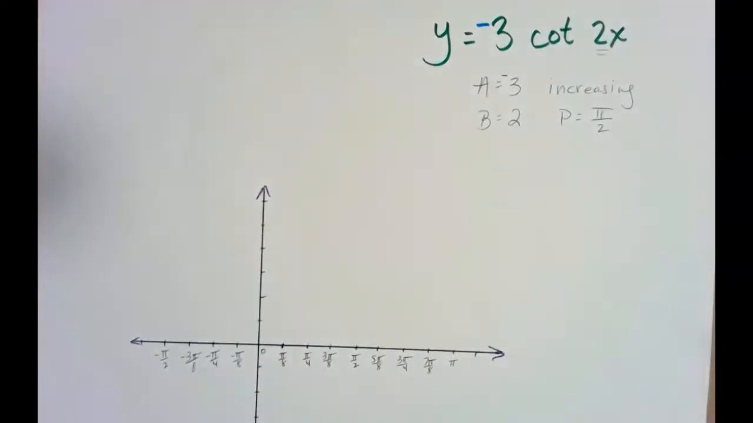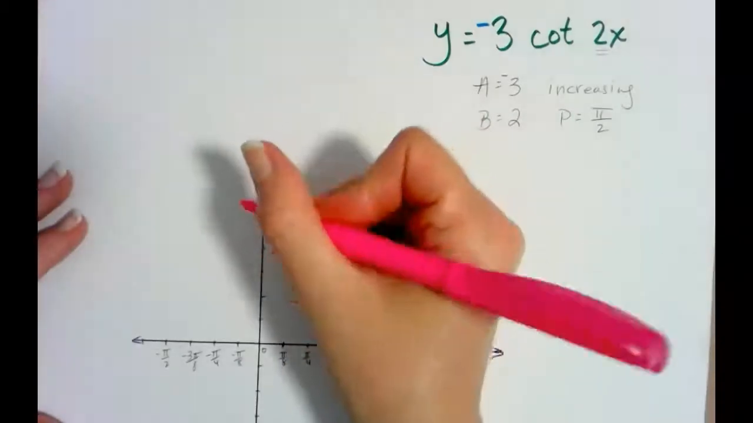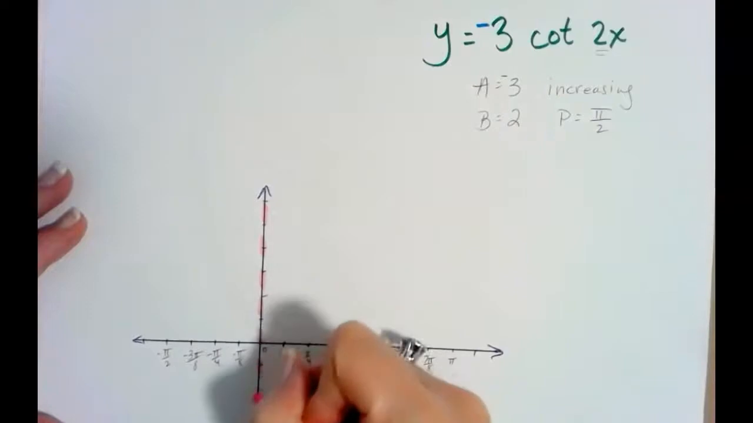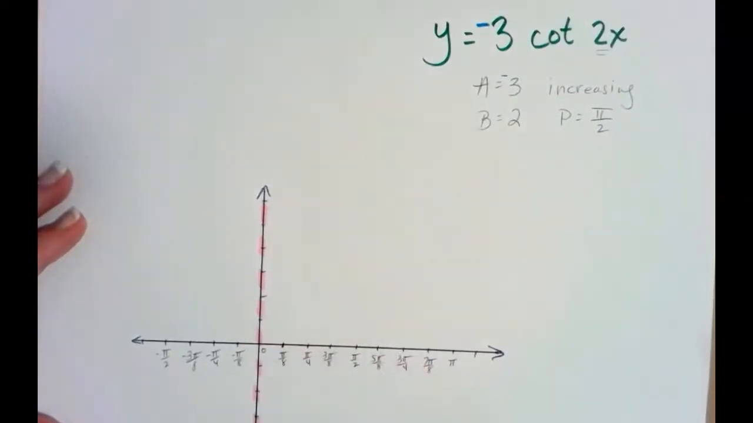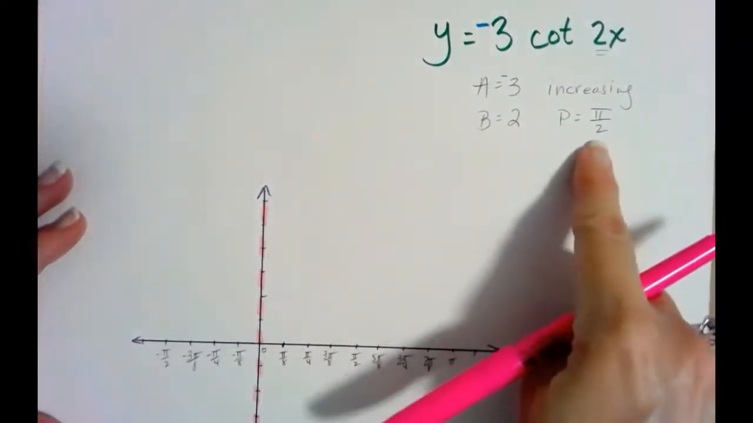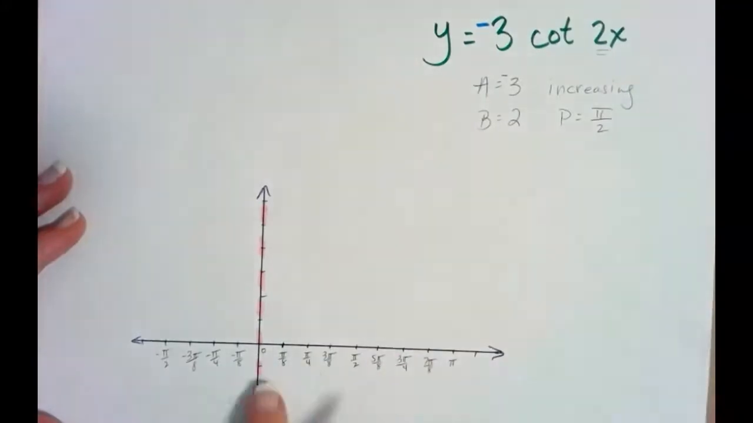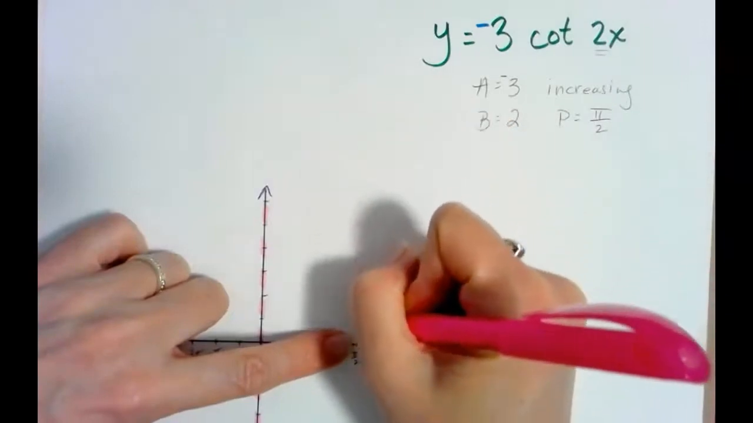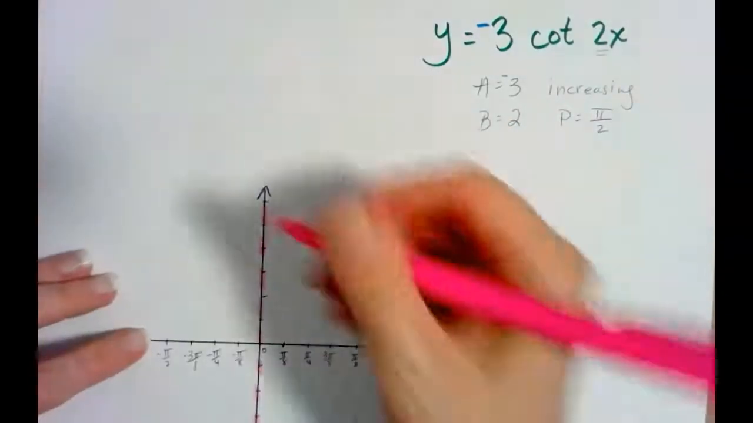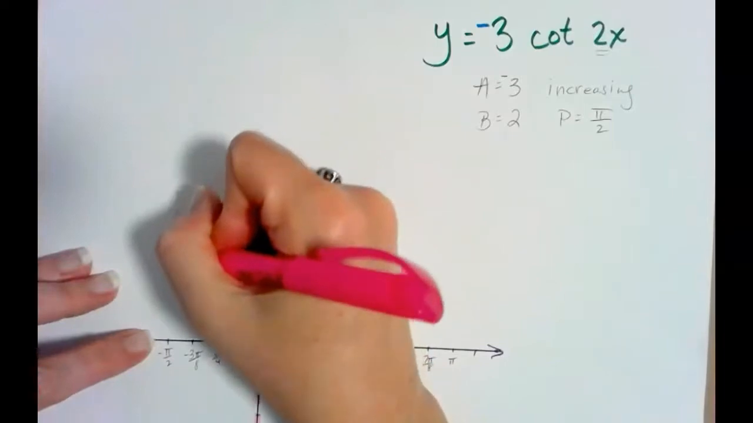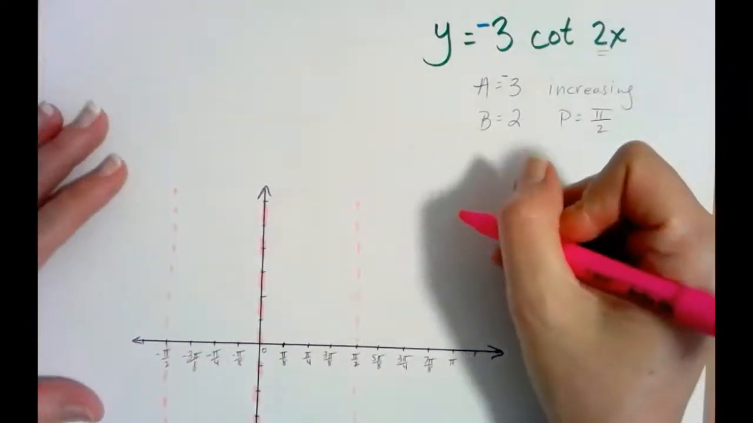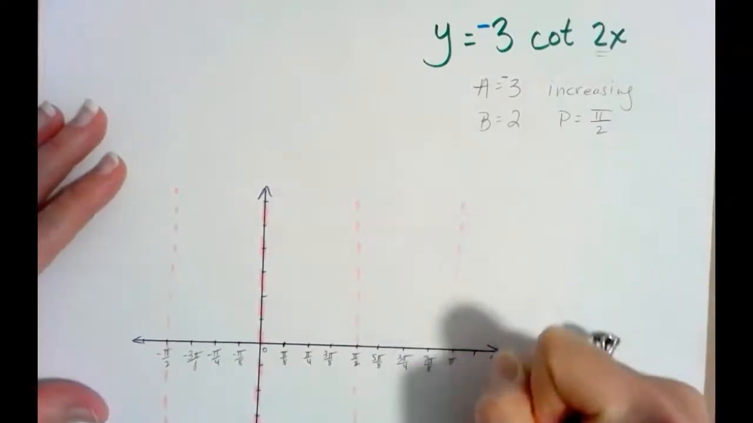So no phase shift. Still going to have an asymptote at 0. If there's no phase shift, there's going to be an asymptote at 0. We know the length of our period is pi over 2. So from 0 to pi over 2 is going to be 1 period, and from 0 to negative pi over 2 will be another period, and we can just go crazy and put another one right here.